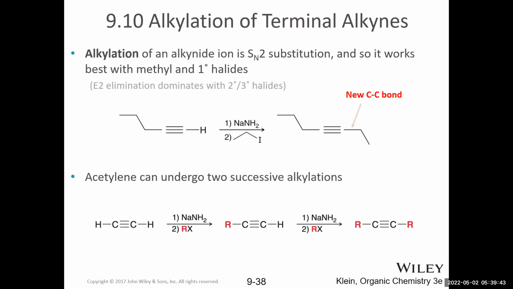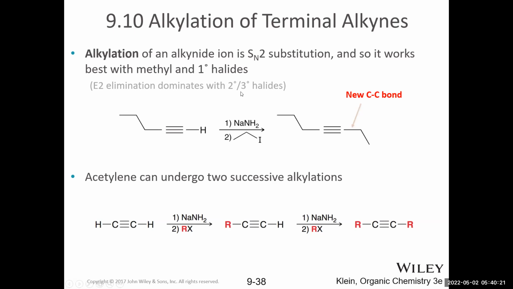So let's look at an example, right? We need to take a terminal alkyne because it has to be one with an acidic hydrogen. If you treat this with one equivalent of the strong base, sodium amide, it will become deprotonated to form an alkynide ion. And then if you treat that with an unhindered alkyl halide, such as a methyl, or in this case, primary alkyl halide, it will undergo an SN2 reaction and form that new carbon-carbon bond that we're talking about. Unfortunately, this only works with methyl and primary halides.